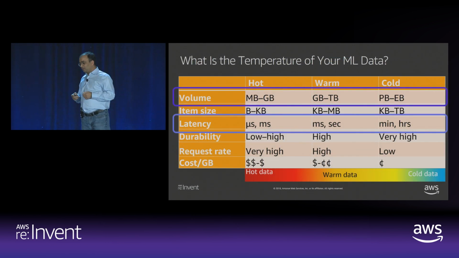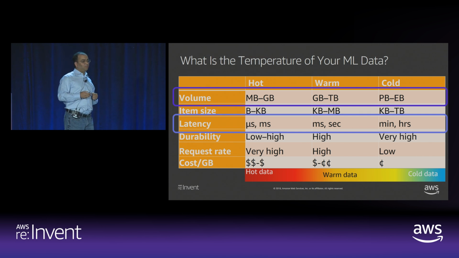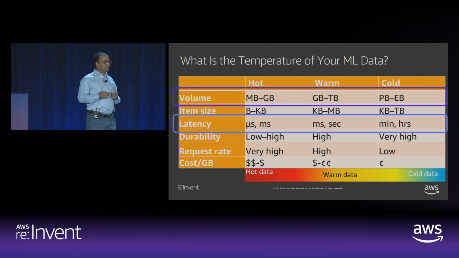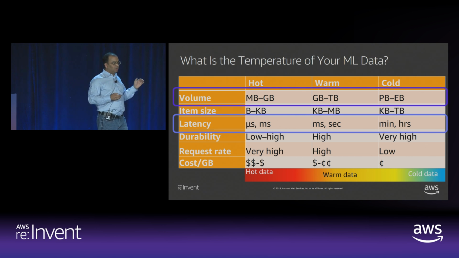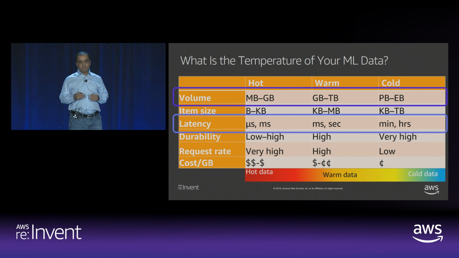So this is the slide that shows you the temperature of the data. The temperature of the data depends on the volume, the frequency of use, the latency, and the cost as well. So there is the hotness of the data and the coldness of the data. If you have data that needs to be accessed frequently or generated frequently, that's the hot data. Usually the hot data costs money too.